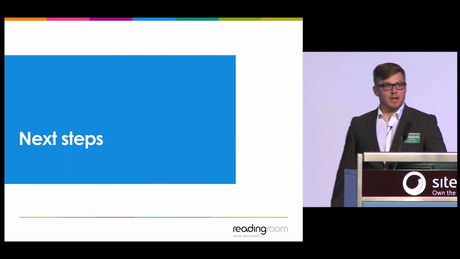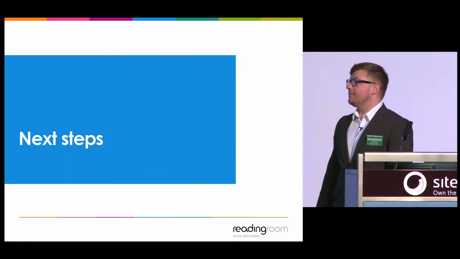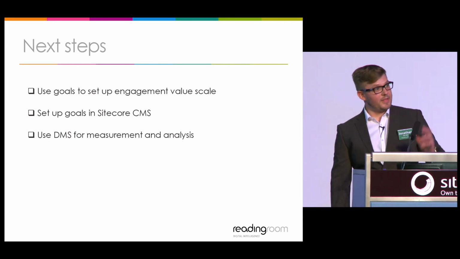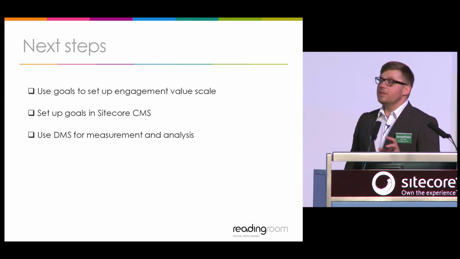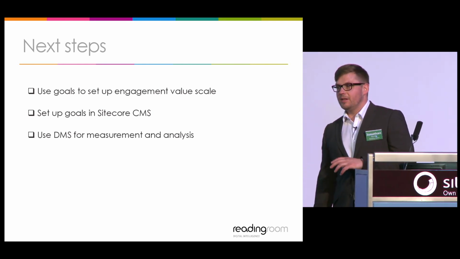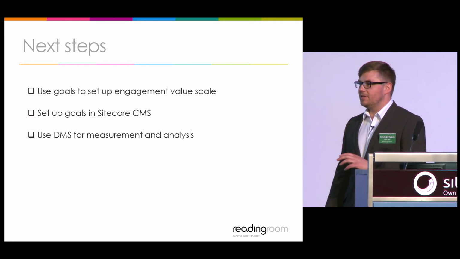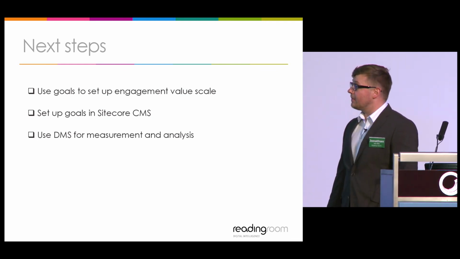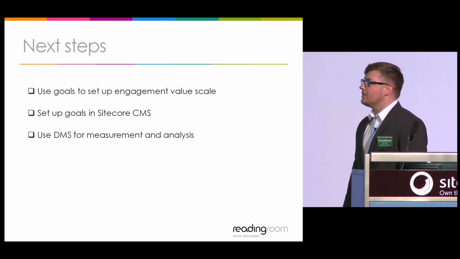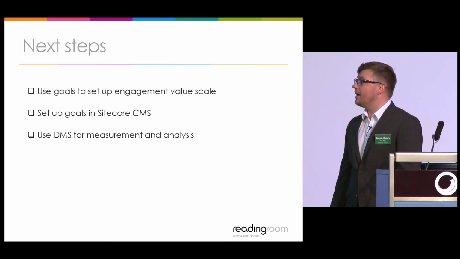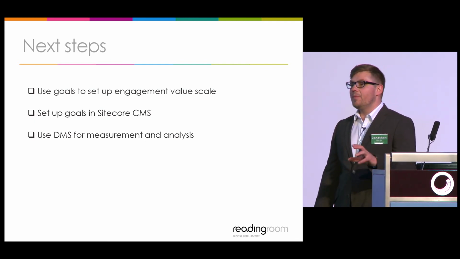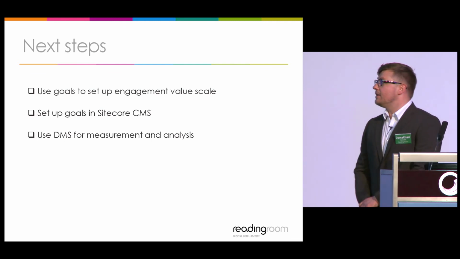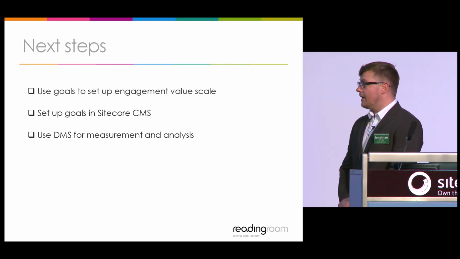So the next steps, I think we're going to a short break after my talk. But in the next steps, the team are going to take you through using those goals to set up the engagement value scale. And as I said, this is really what underpins the DMS, so understanding the value of a user's visit. Setting up the goals in Sitecore, Anthony will take you through that. And then finally, how we can use those to start measuring and analyzing in the actual Sitecore analysis system.